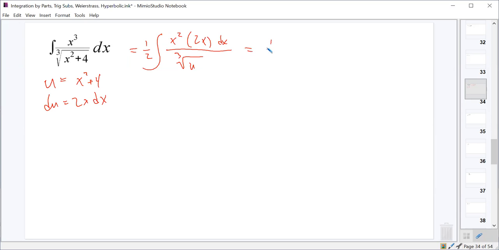To a u minus 4. So we ought to have 1/2 of the integral of u minus 4 over u to the 1/3 du. Everybody good with that or no?